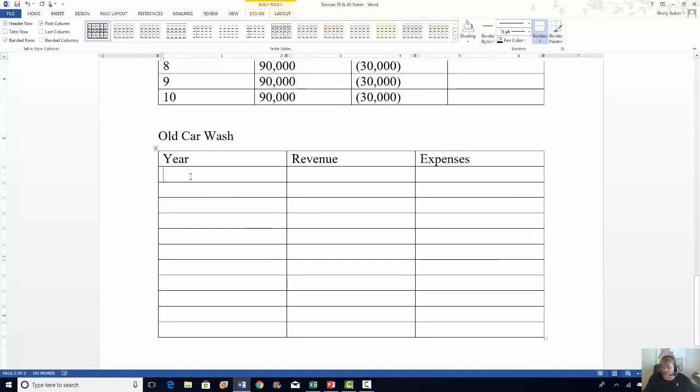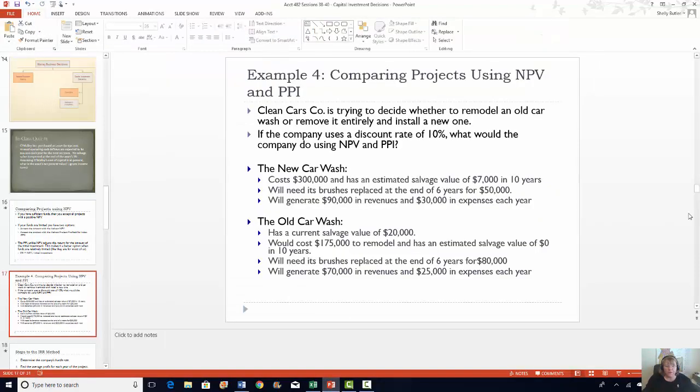So again, we'll have your 0 and 1, 2, 3, 4, 5, 6, 7, 8, 9, and 10. And there's no revenue in this one. Let's go back to the PowerPoint just so we're sure. It has a current salvage value of $20,000, which we took care of with the new car wash.